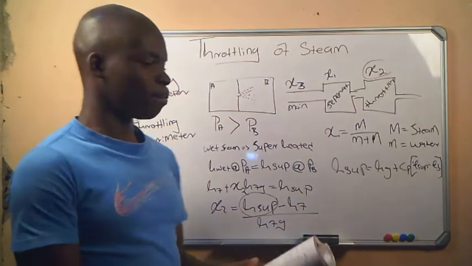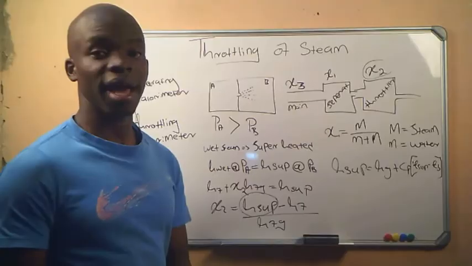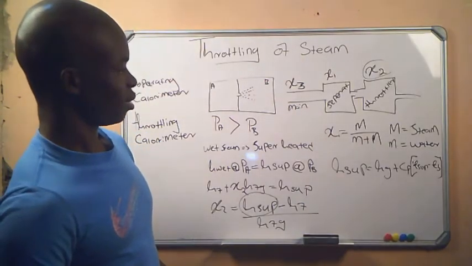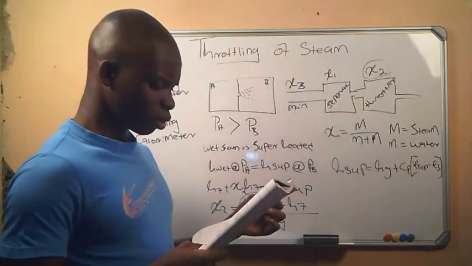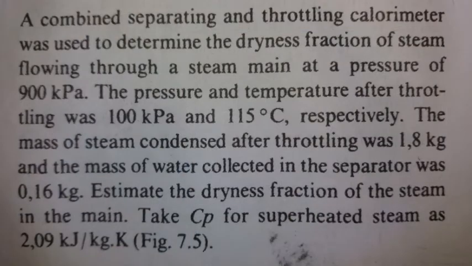I have a question here from the textbook. We will try to do it and see how we can apply all this information on the board. So the question says, a combined separating and throttling calorimeter was used to determine the dryness fraction of steam flowing through a steam main at a pressure of 900 kilopascal. The pressure and temperature after throttling was 100 kilopascal and 115 degrees Celsius respectively. The mass of steam condensed after throttling was 1.8 kg, and the mass of water collected in the separator was 0.16 kilogram. Estimate the dryness fraction of the steam in the main.